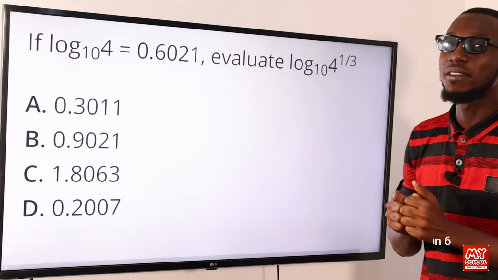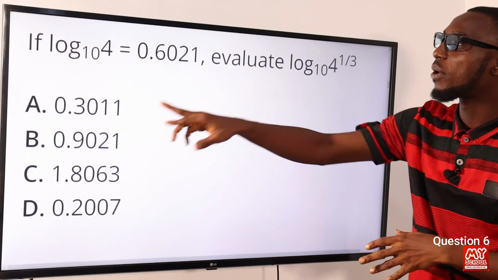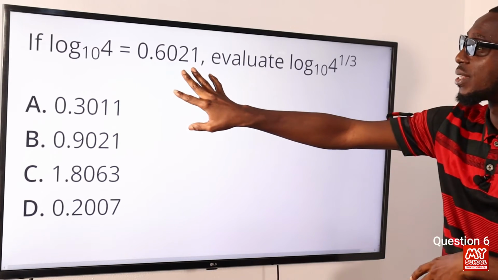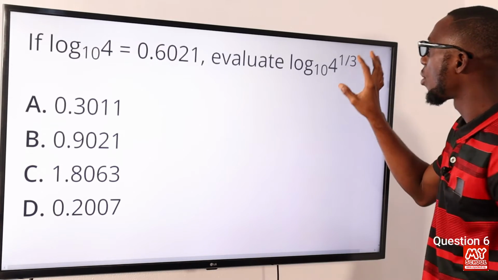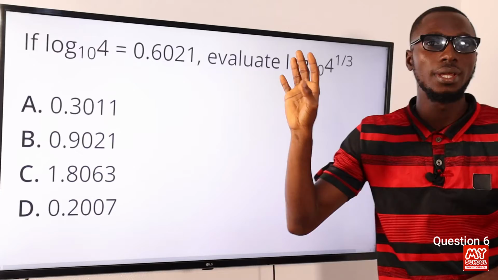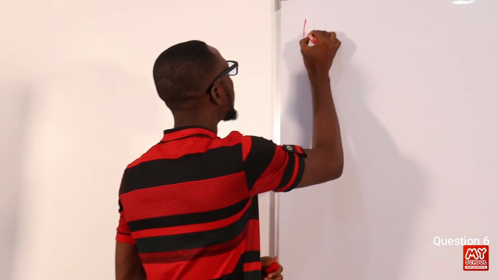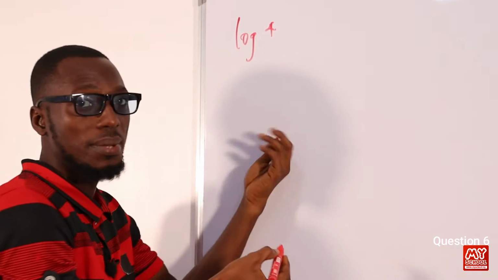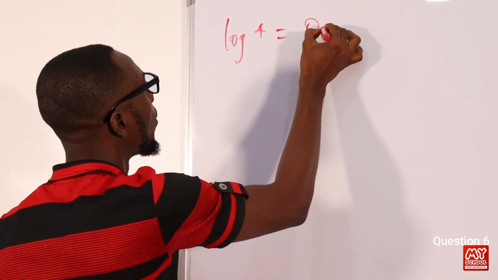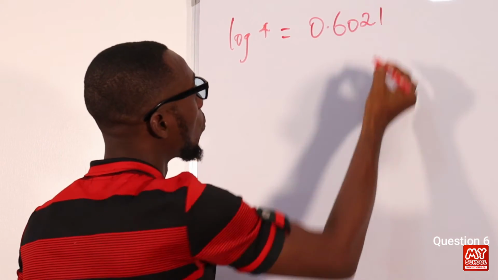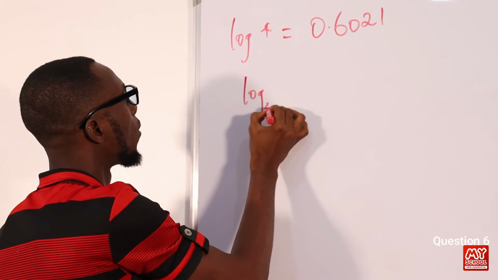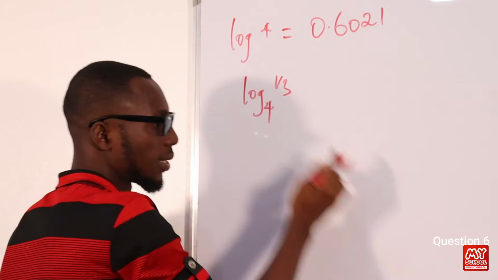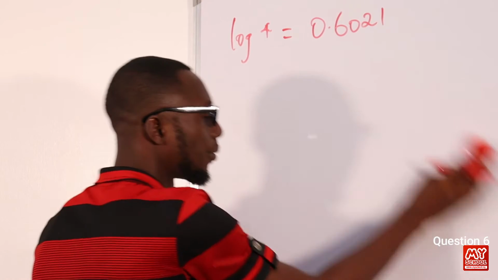So join me as we solve question 6. We have, if log base 10 of 4 equals 0.6021, evaluate log base 10 of 4 raised to power 1 over 3. Okay, so this is it. We are told that if log 4, we are working in base 10, so I can say log 4 equals 0.6021. Therefore, what will be log 4 raised to power 1 over 3? Rather, this is not well written, it's not in base 4.